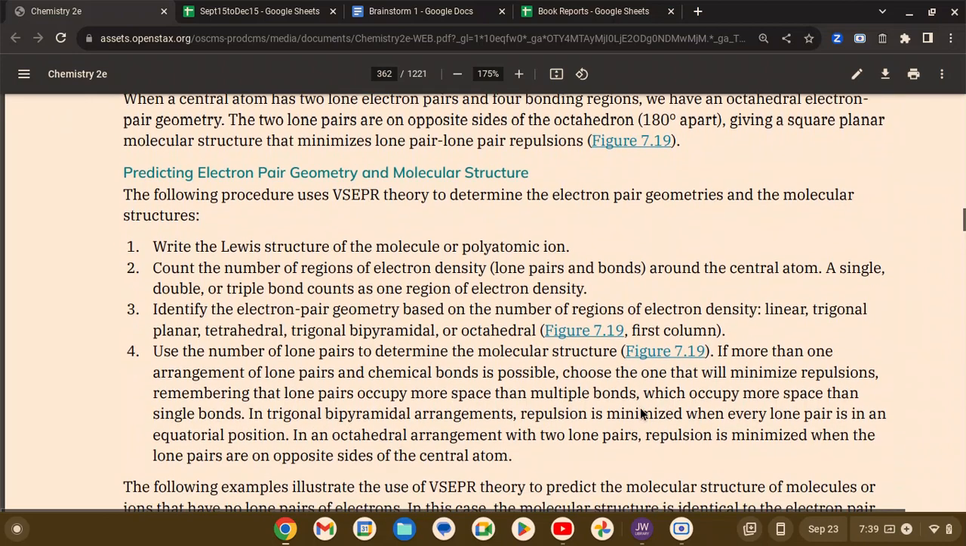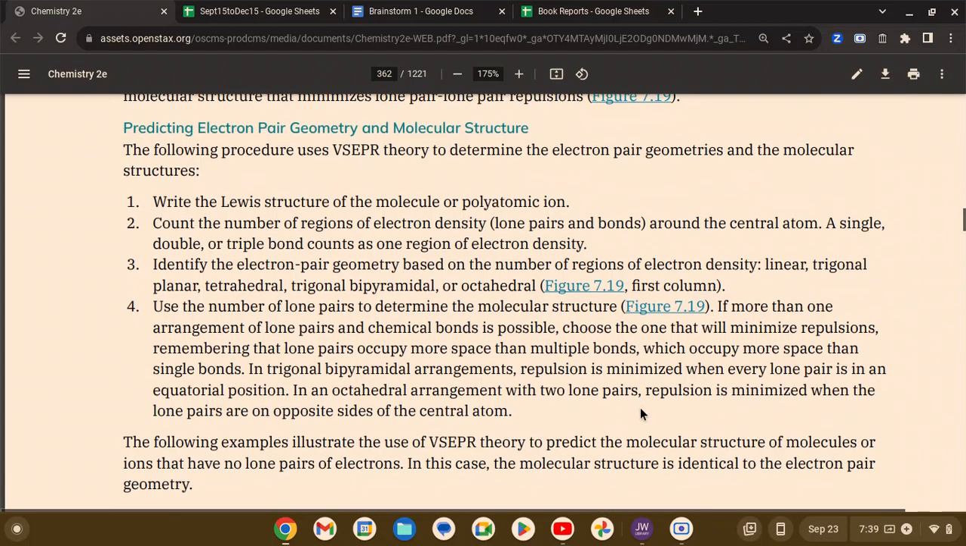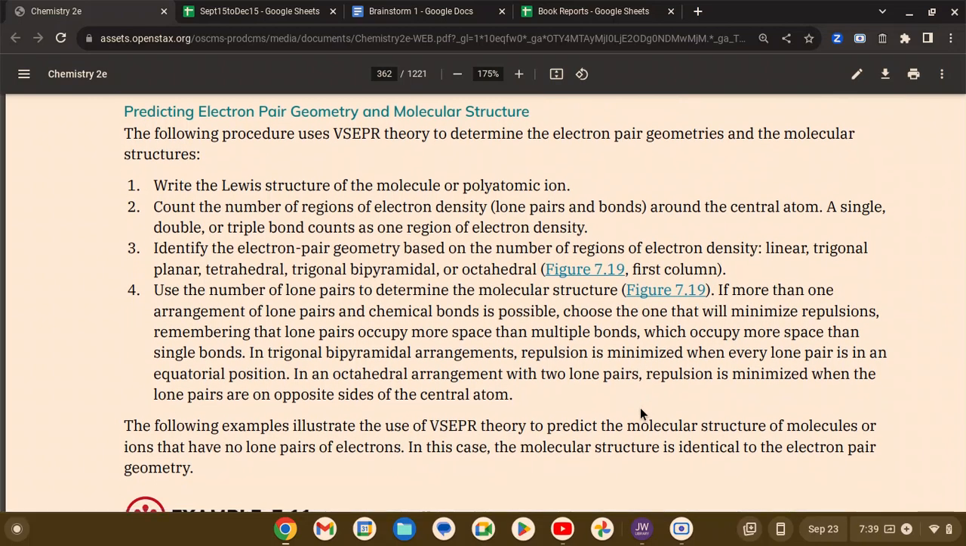When a central atom has two lone electron pairs and four bonding regions, we have an octahedral electron pair geometry. The two lone pairs are on opposite sides of the octahedron, giving a square planar molecular structure that minimizes lone pair repulsions.